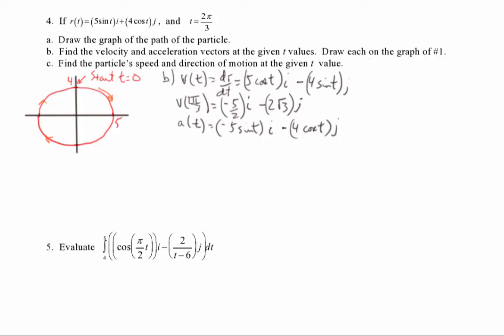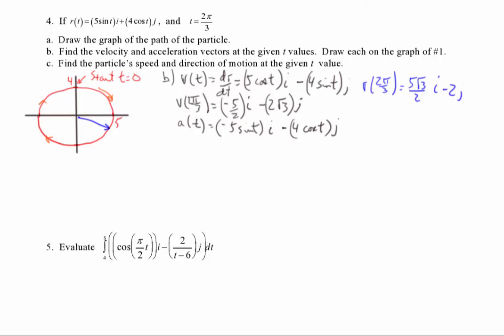Now we also need to draw each on the graph, and also let's find what r of 2 pi over 3 is. And that'll give us 5 times root 3 over 2 i minus 2j. And as we'd expect, if this is starting at 0, 2 pi over 3 should take us into the next quadrant, and it does. We have kind of a bigger x value and a smaller y, so we're looking at something like this. That's r.